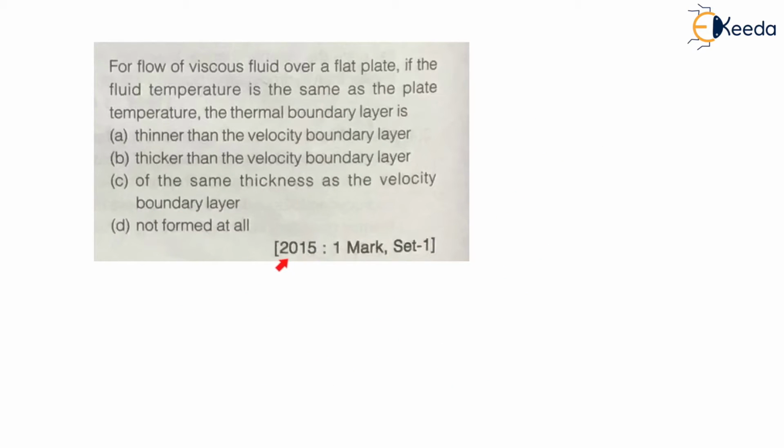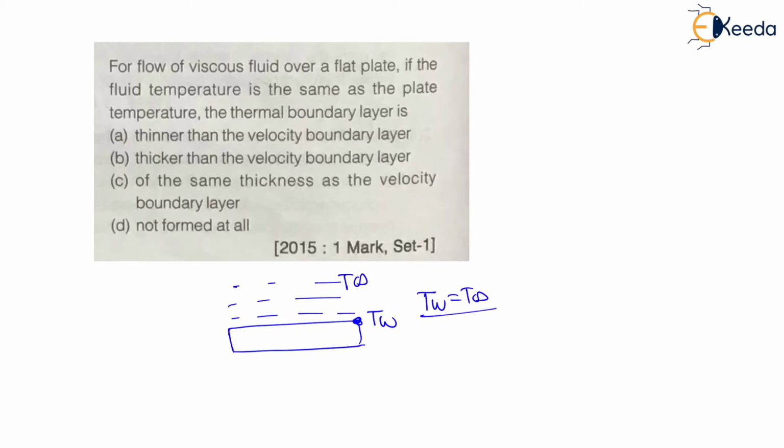Now the next question, which was asked in GATE 2015 for 1 mark in set 1: for a flow of viscous fluid over a flat plate, if the fluid temperature is the same as that of the plate temperature, then the thermal boundary layer is. Now my dear students, here there is one plate. Over this plate the fluid is flowing, right? Let us say the plate temperature is T wall and the fluid temperature is T infinity. They have given that the wall temperature is equal to the fluid temperature. Here the temperature is the same.